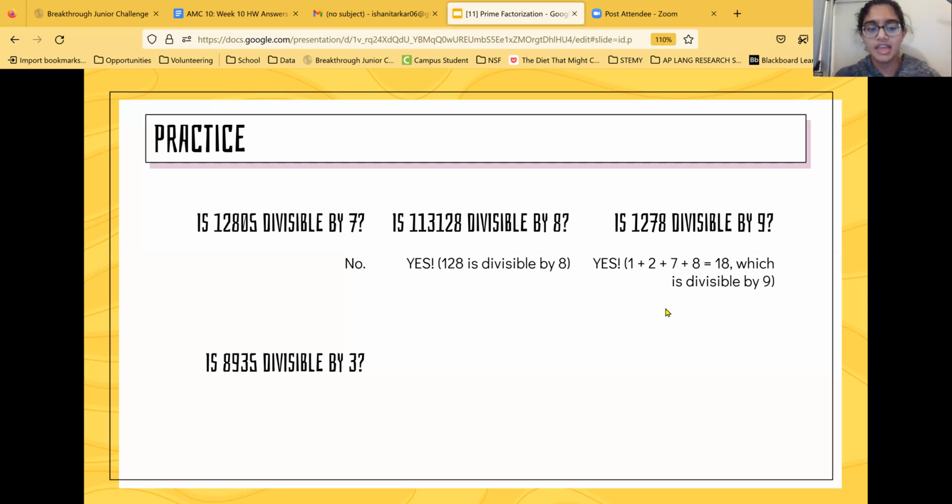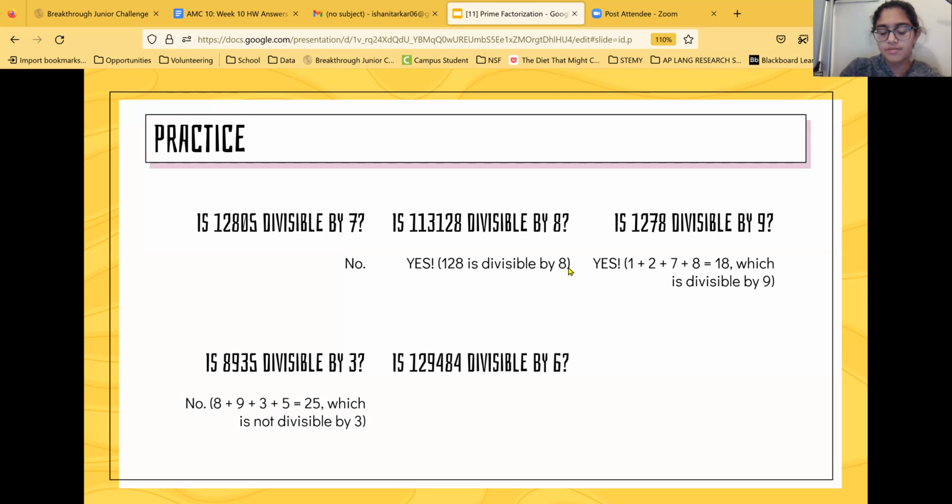Okay, so I'm seeing some answers in the chat. So we would just add 8, 9, 3, and 5 and see if that is divisible by 3. It adds up to 25, which is not divisible by 3, so this number is not divisible by 3.